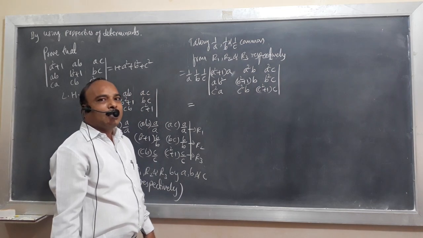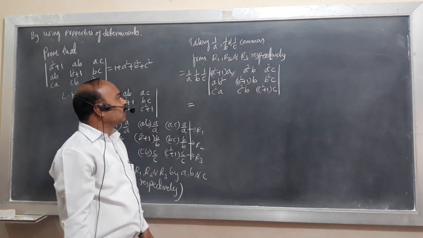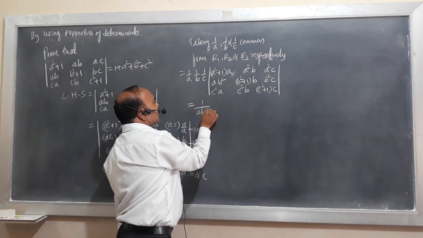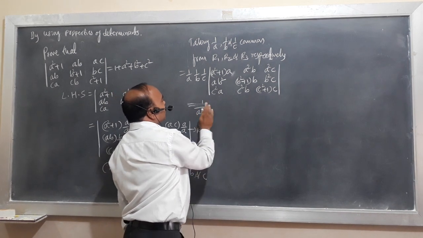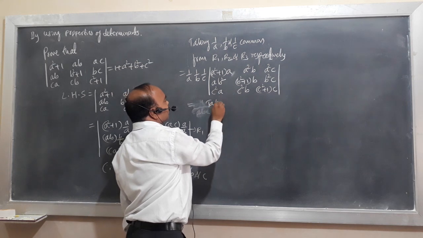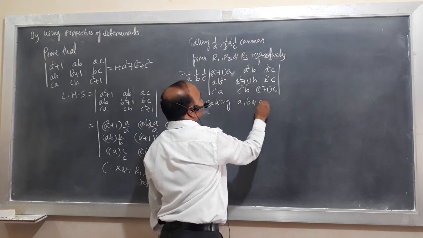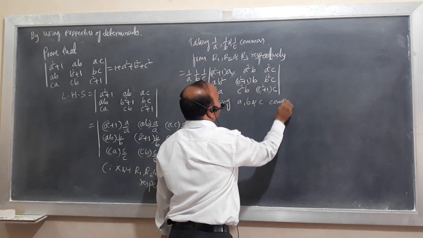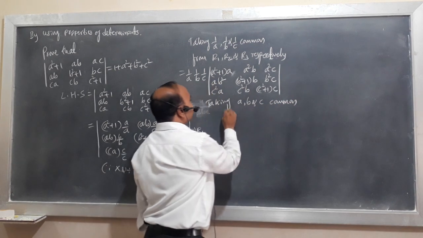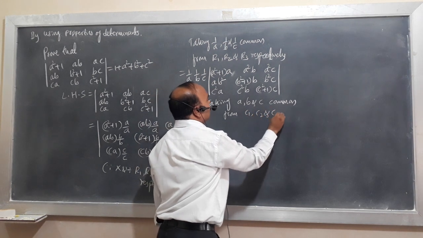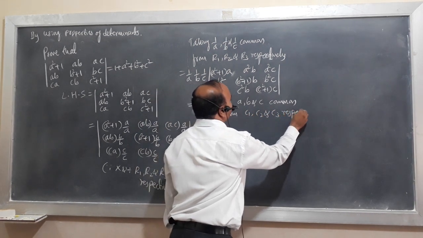By using the third property we can take these three terms outside. Here the outside term is 1 by ABC as it is. Now we write, taking A, B and C common from C1, C2 and C3 respectively.